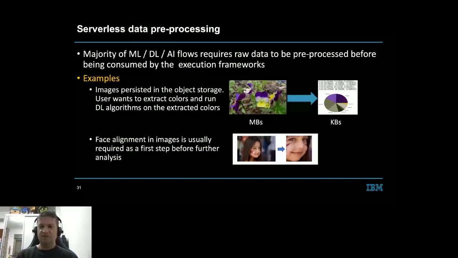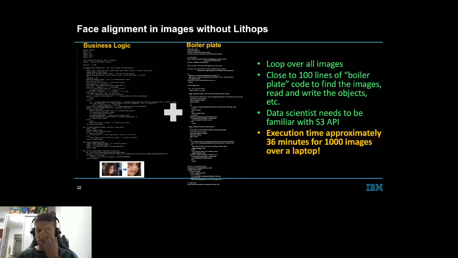And you also need to be familiar with the object storage API, because if it's the S3 API, then you need to write something that works with the S3 API. If it's OpenStack Swift, you need to use some other tool to access OpenStack Swift. So you need to know this, and you need to know how to write your code. And if it's more than 1,000 images, you need to chunk them, because a single response will not return all those images. So that's complicated.